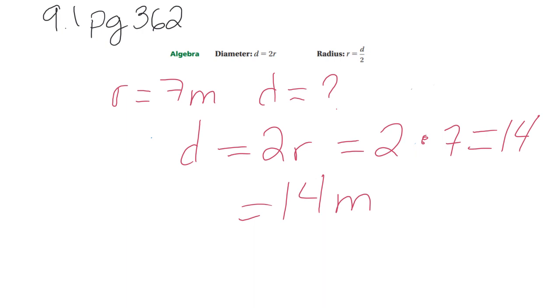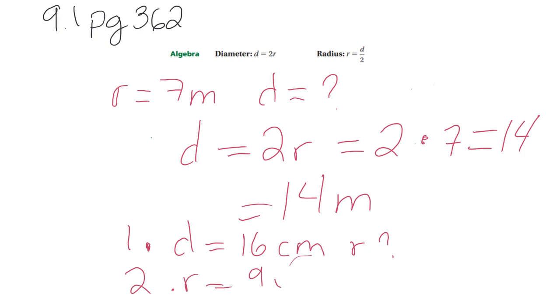So I want you to pause here and try and do numbers 1 and 2 right there on that paper. If you don't have your book with you, I'll tell you, this is the problem for number 1. You have a diameter of 16 centimeters. What's the radius? And then for 2, it's a radius of 9 yards. And what is the diameter? So pause, take a second to solve those, and then I'll have the answer here.